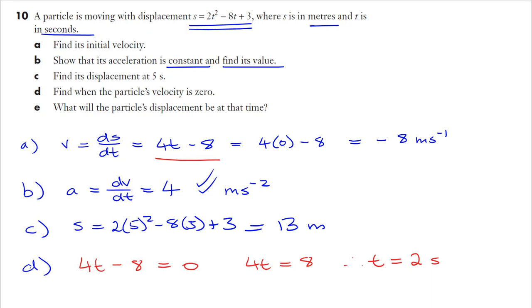Our last question of the set, what will be the particle's displacement at that time? So at 2 seconds, and I'll do it up here for part E. 2 squared minus 8 lots of 2 plus 3, and if you put that into your trusty Casio, we get an answer of minus 5 meters. What does that mean? Well, this is 5 meters on the other side of the origin from the positive side.